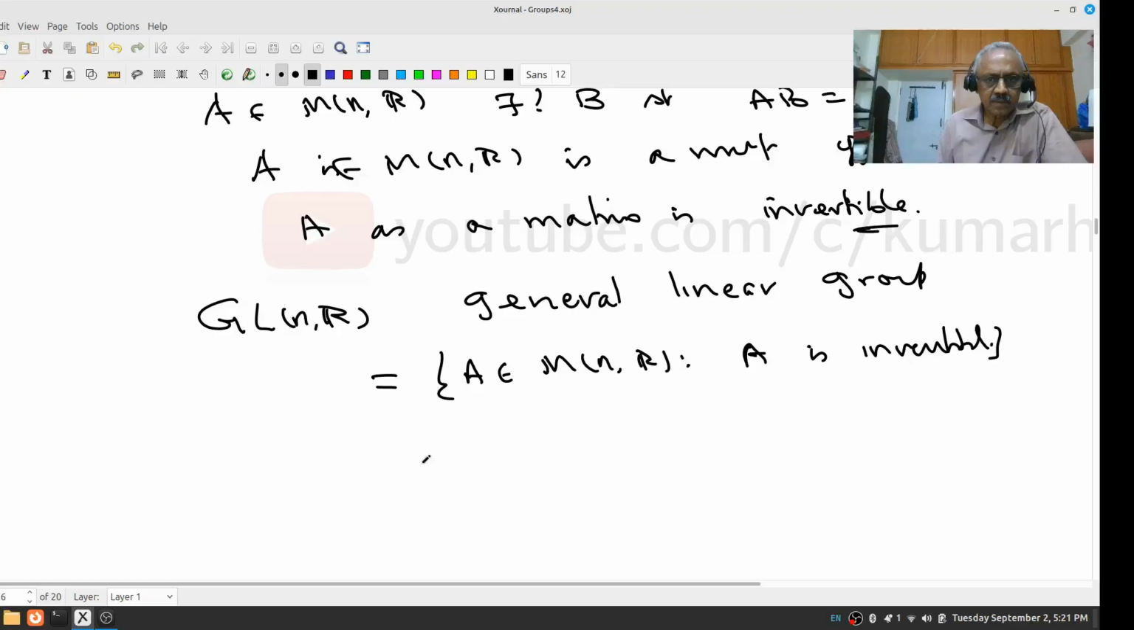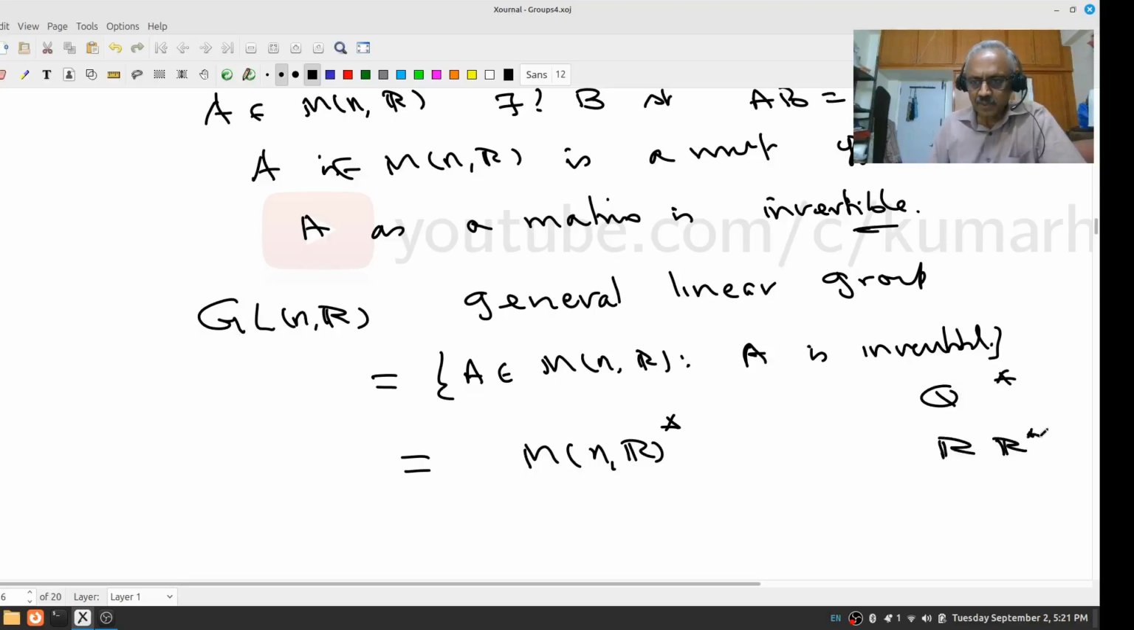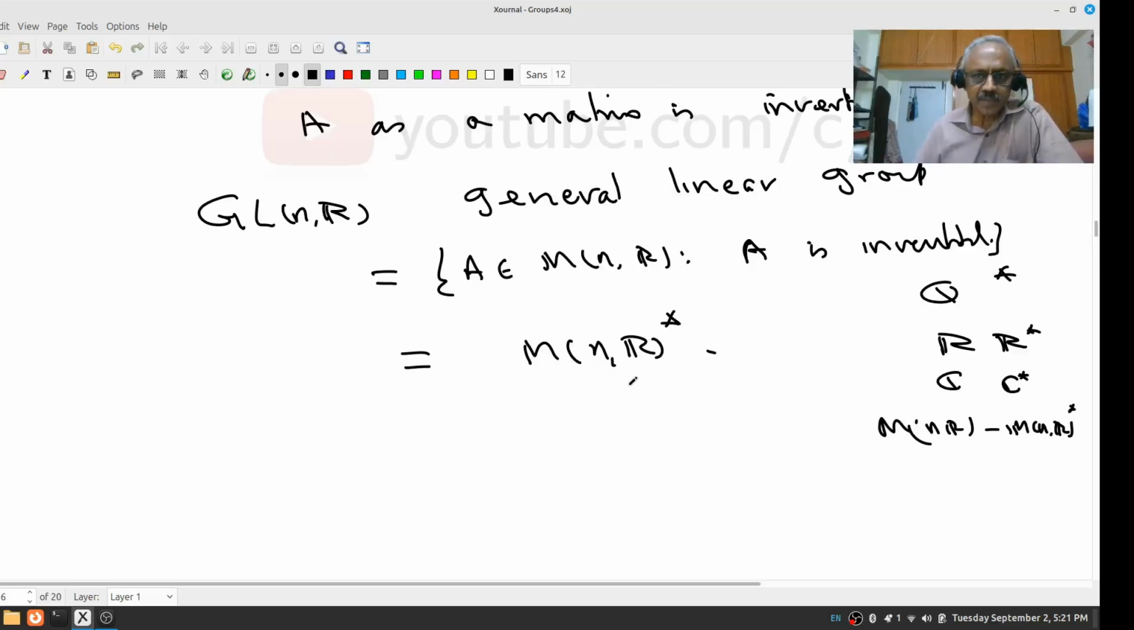So, with analogy, let me call it M_n(R) star. Remember, for Q we had Q star, that is all units, and for R we have R star, which are all units. For C we had C star, and for M_n(R), these are the units, M_n(R) star, that is, all invertible elements. So, we know this is a group.